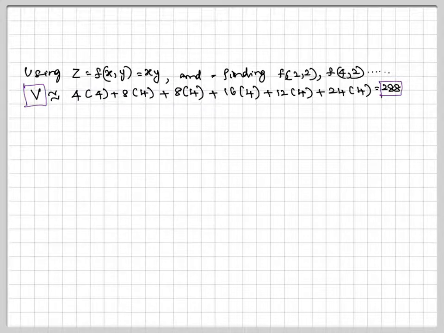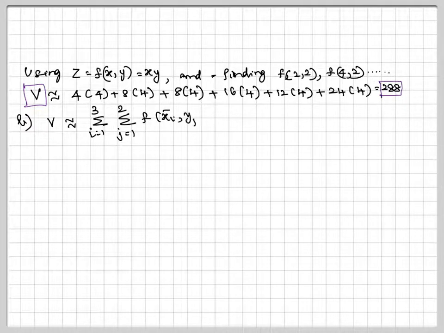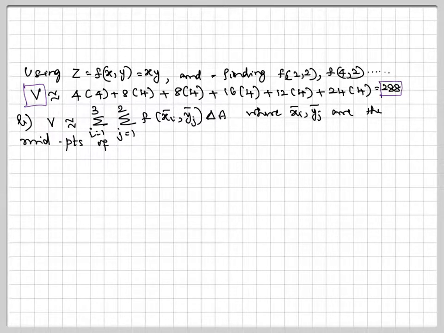For the second part, we have to choose the midpoint from each subrectangle. V is approximately equal to the sum, i varying from 1 to 3, j varying from 1 to 2, of f of xi bar, yj bar delta A, where xi bar, yj bar are the midpoints, or you can say centers, of the rectangles or centers of the squares.